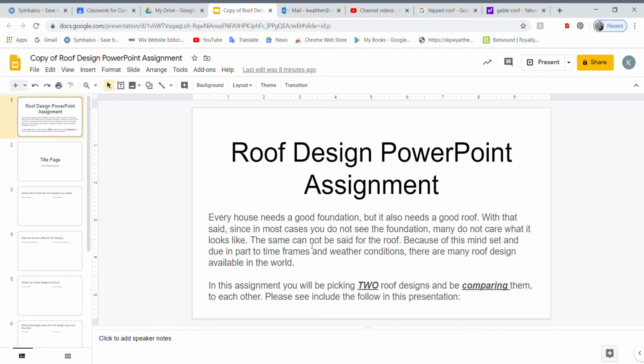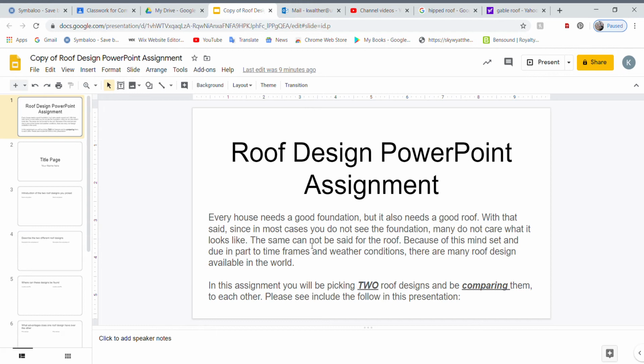So first off, every house needs a good foundation, but it also needs a good roof. Now, remember when I told you that term, if you've got good boots and a hat, when it's raining out, you'll never get wet. This is the same thing. If you have a good roof, with that said, since in most cases you do not see the foundation, many don't care what it looks like. The same cannot be said for the roof. So your roof has to look good because normally people see that. And in some cases it might be the first thing they see, depending on where you're located.